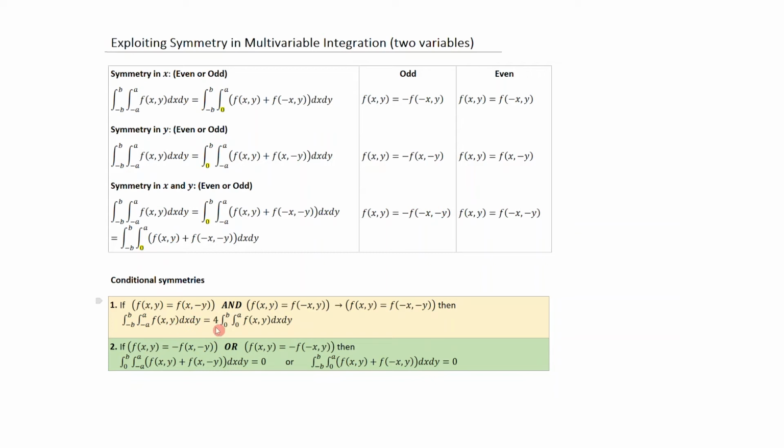Here are some conditional symmetries. For example, if f of x, y equals f of x, minus y, this would indicate an even function, and f of x, y equals f of minus x, y, so this is an even function in x. Then putting these together is equivalent to also saying that f of x, y equals f of minus x, minus y. Under those circumstances, this double integral just becomes 4 times the integral from 0 to a and 0 to b of the double integral. Okay, so there's a very simple calculation to be done here. Rather than this calculation, this is much easier.